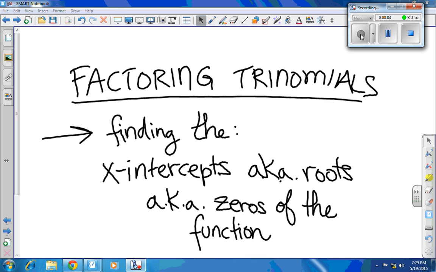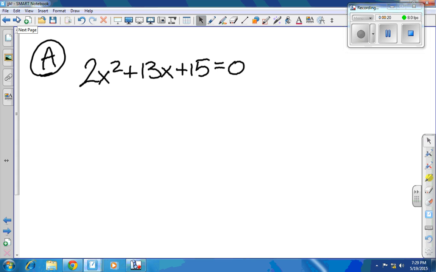In this video, we're going to take a look at factoring trinomials. We're going to be finding the X intercepts, which are also known as the roots of the function, or you could say the zeros of the function. We call it the zeros of the function because the X intercepts are where y is equal to 0.